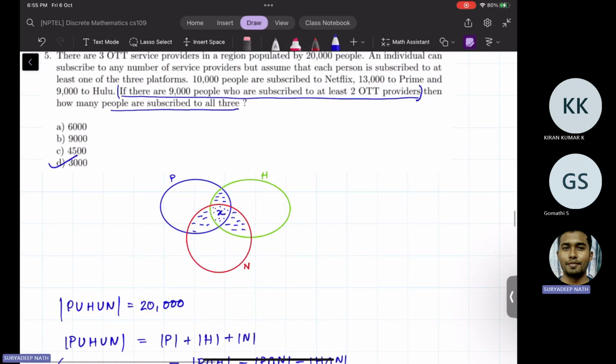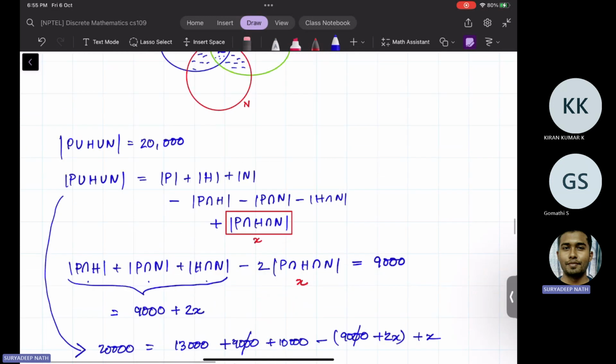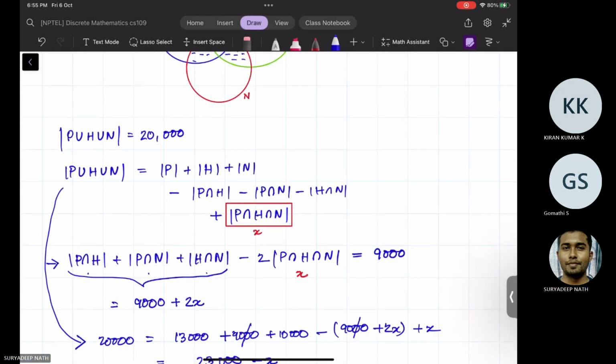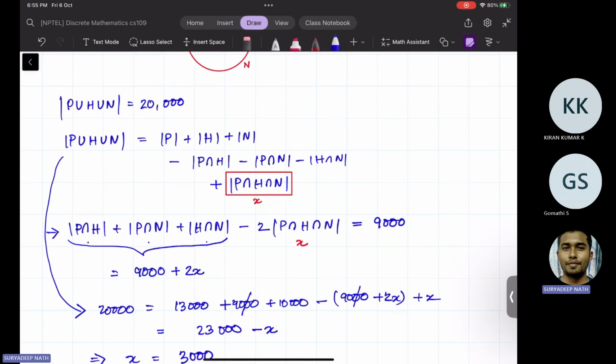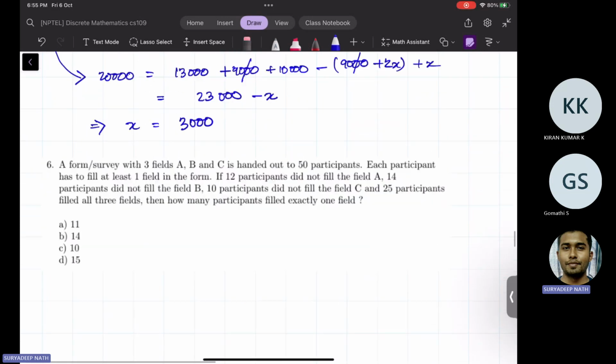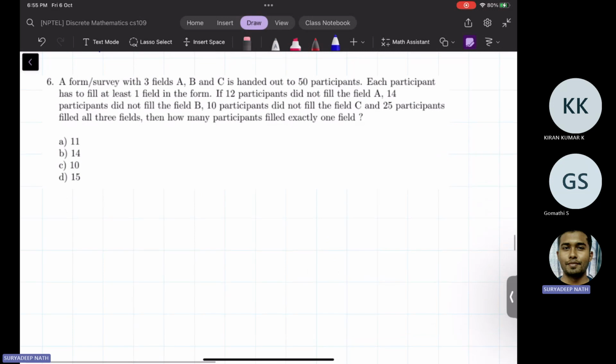The critical part of this problem was this step of why we are subtracting twice the intersection. Otherwise, it is a pretty straightforward question. I hope it is clear to all. Let us move on to the next question, which is similar to the previous question.